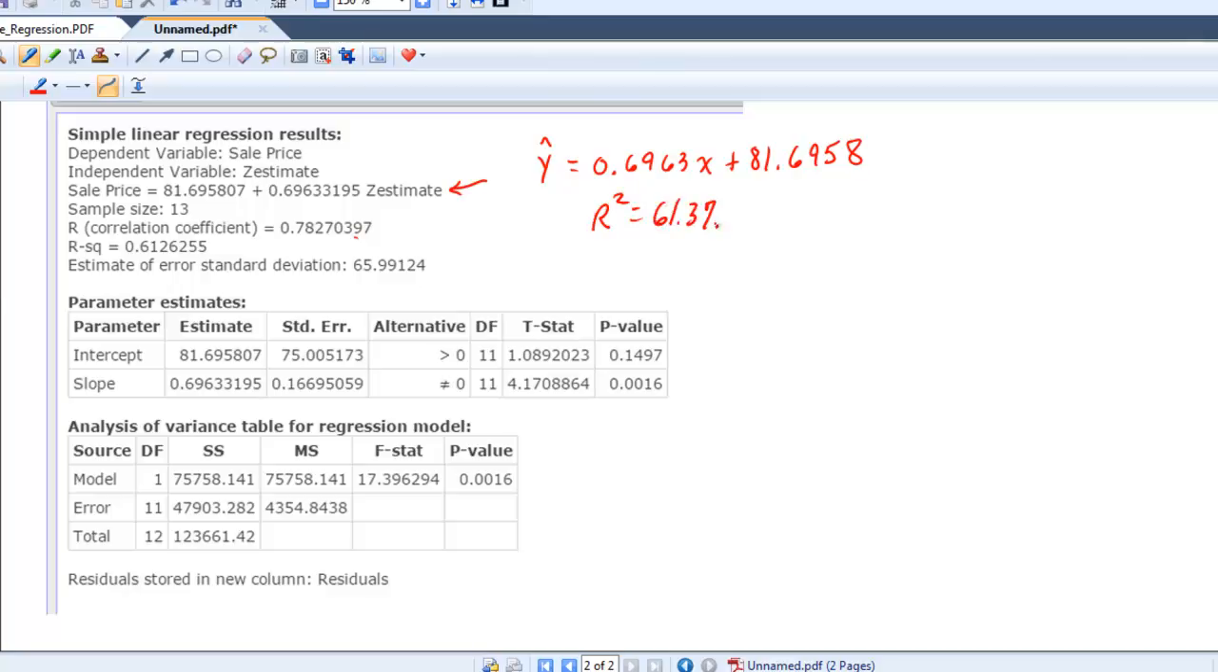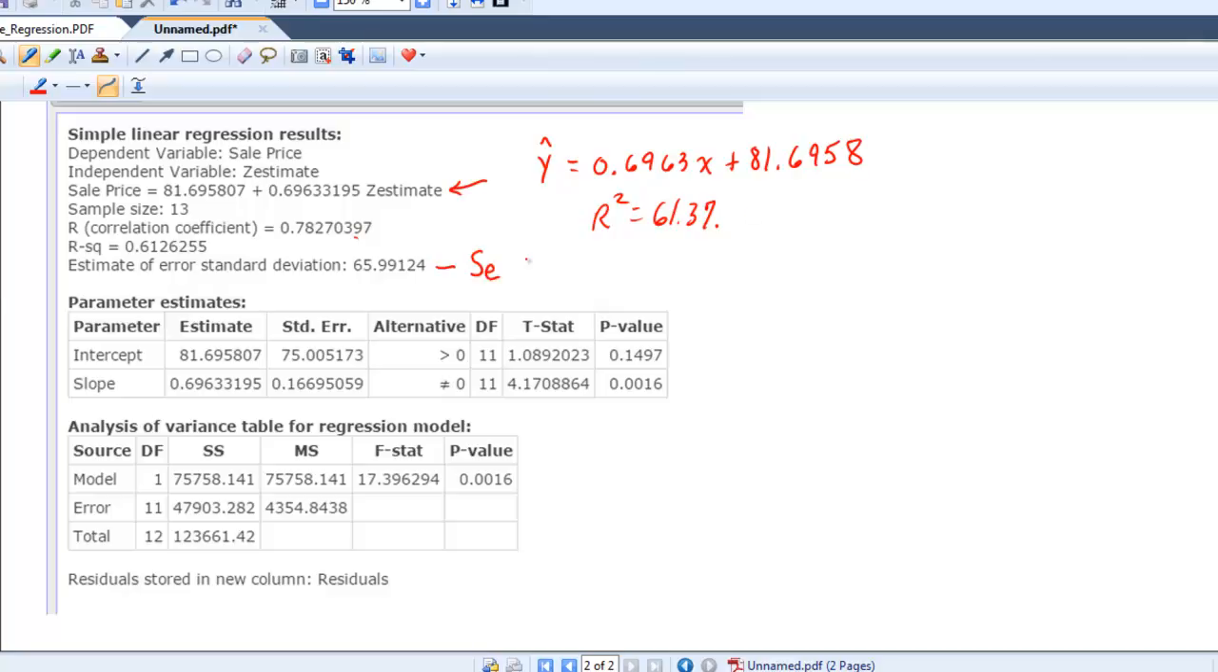Remember what that means. 61.3% of the variation in sales price is explained by my least squares regression line. If you wanted to be more particular than that, you could say 61.3% of the variability in sale price is explained by the zestimate, which means that 38.7% of the variation in sales price is explained by other factors.